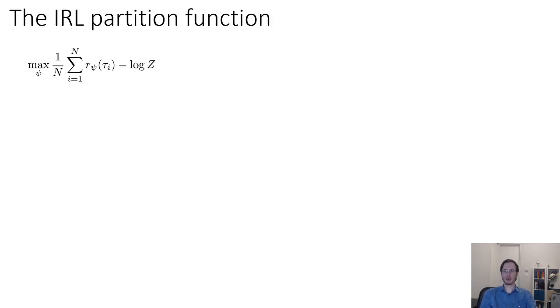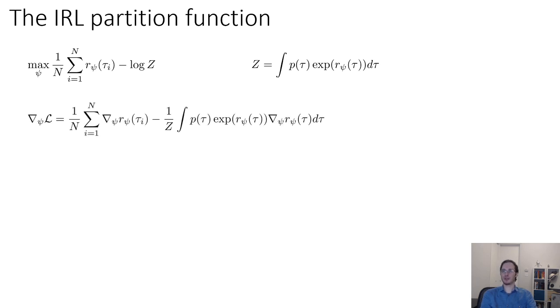All right, so let's talk about the log normalizer or the partition function. That's what Z is sometimes referred to as, the partition function. Z is equal to the integral over all possible trajectories of p of tau times the exponential of r_psi of tau. Now, of course, immediately we could say, well, let's just plug in this equation for Z, take its gradient and optimize. Very reasonable thing to do, but of course integrating over all possible trajectories is in general going to be intractable.